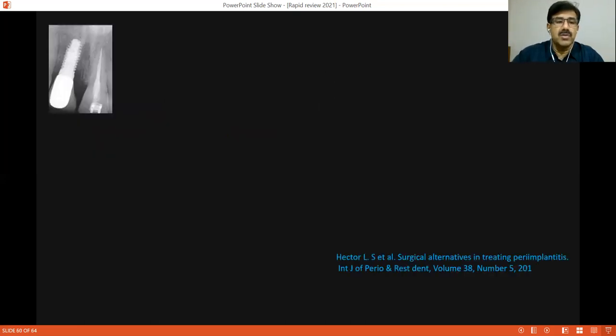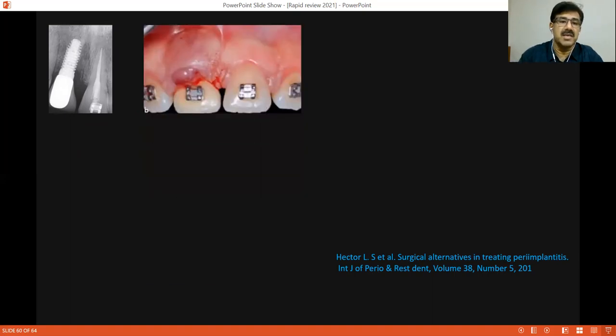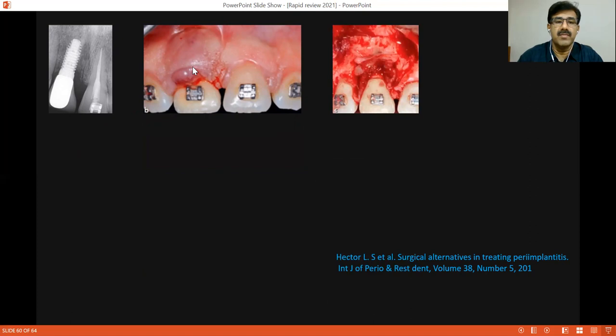Now, this is a case report that shows a periimplantitis. Look at the gingiva that is really enlarged in relation to that. What they've done is given an internal bevel incision in such a way that all the granulation tissue remains attached to this implant surface. And then they've reflected this flap. So you can see all the granulation tissue here.